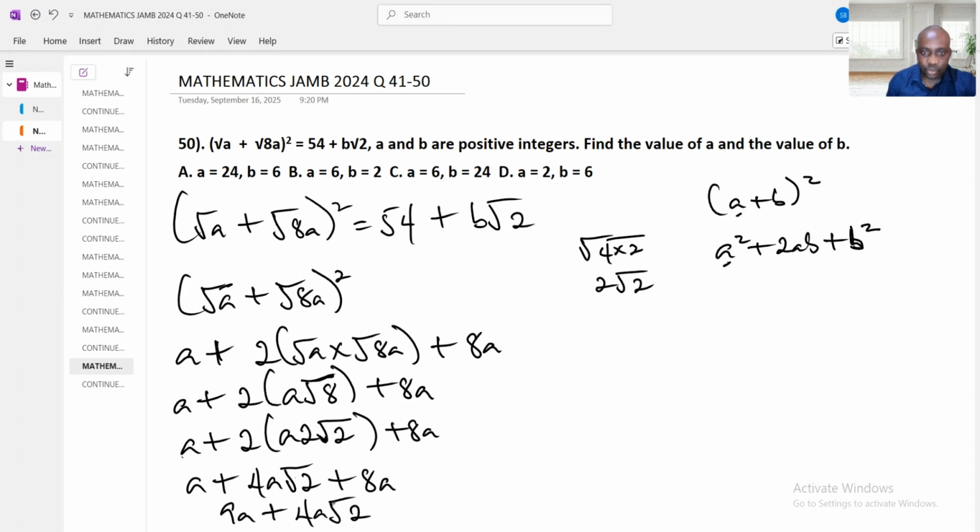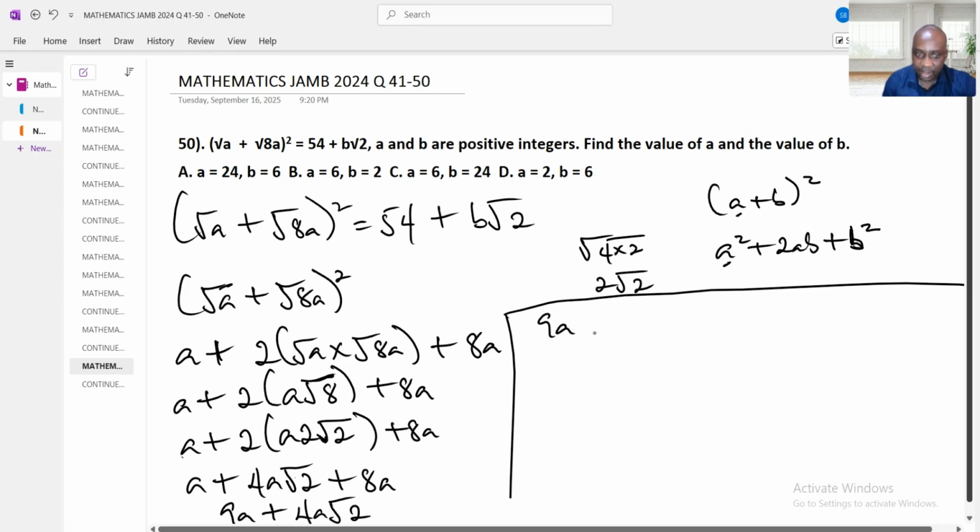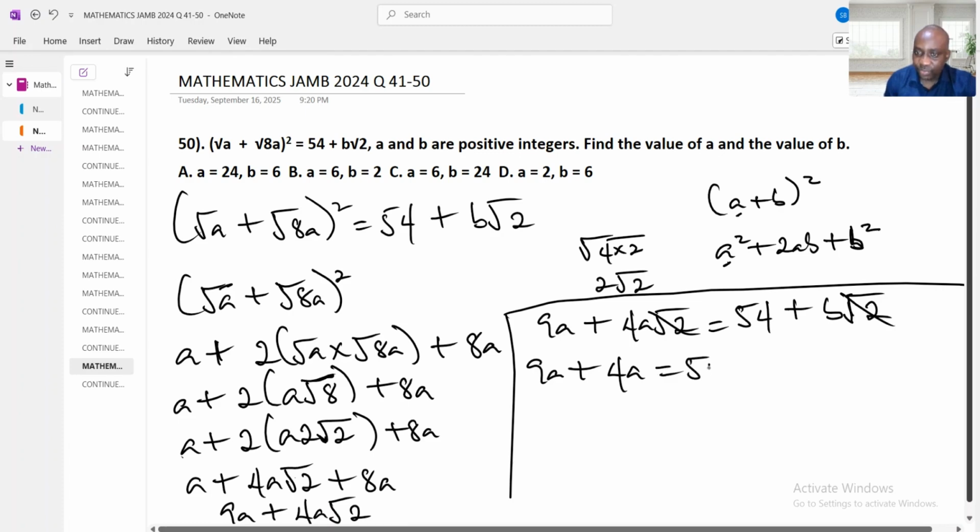Now we have gotten to where I want to combine the second line with it. Now I have 9A plus 4A square root of 2 equals 54 plus B square root of 2. I have square root of 2 here and square root of 2 here, so I can just cut them out. What I have left is 9A plus 4A equals 54 plus B. Now I can split this equally: 9A equals 54 and 4A equals B.